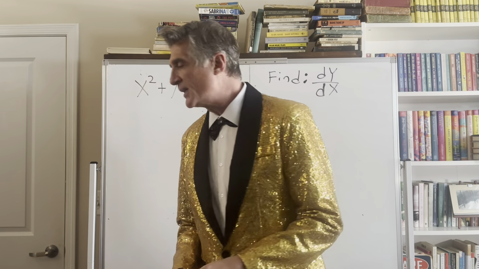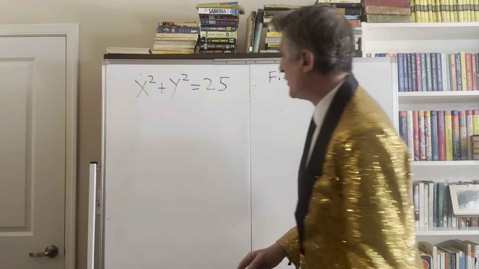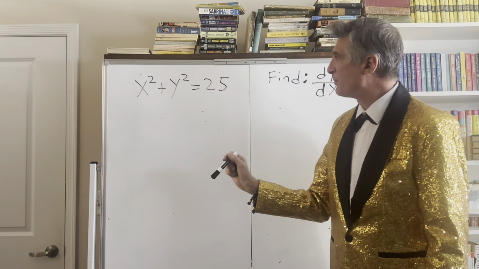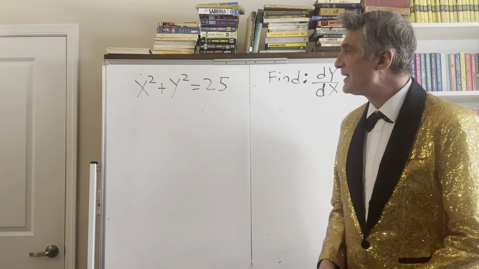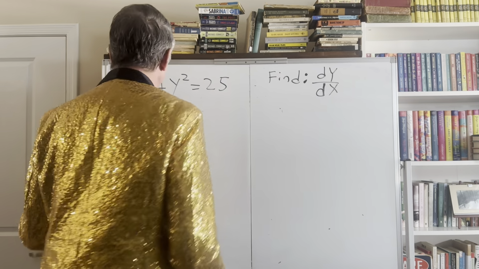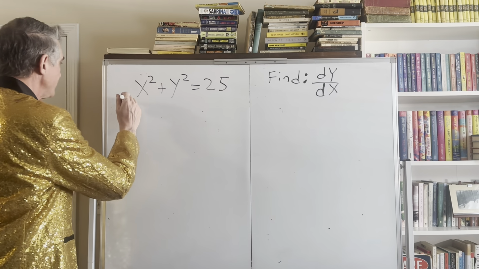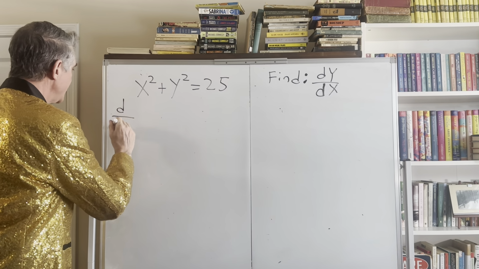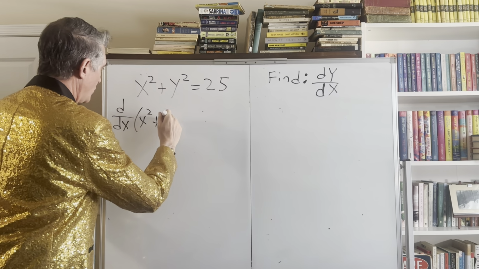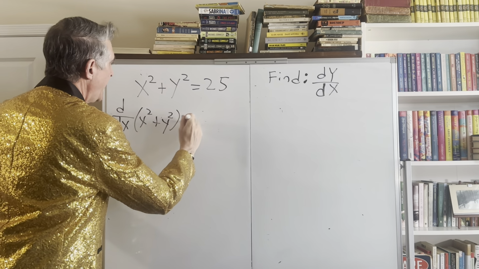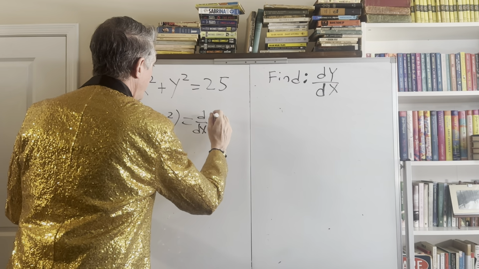All right, well, today we will be finding dy dx out of x squared plus y squared equals 25. Let's find dy dx. Well, we're going to start with taking the derivatives of all of this, right? And let's do that right now with our operator d dx. And we've got our x squared plus our y squared. All right, and then our operator d dx over here for the 25.